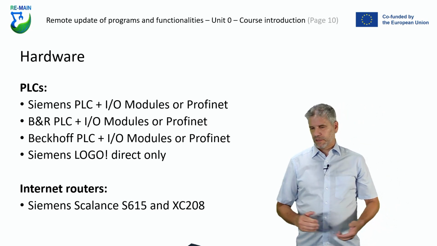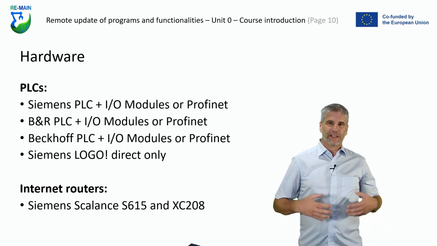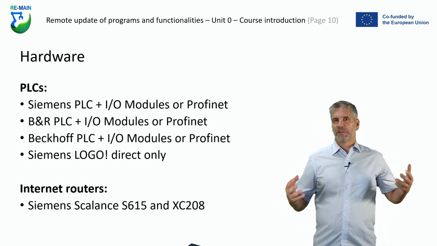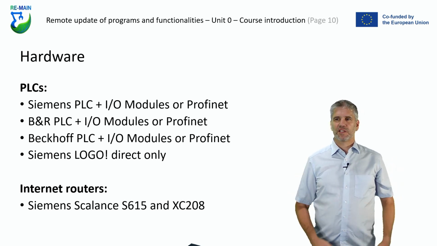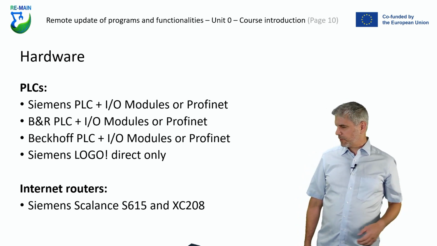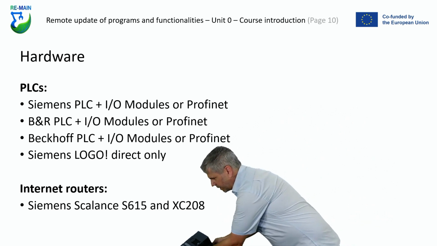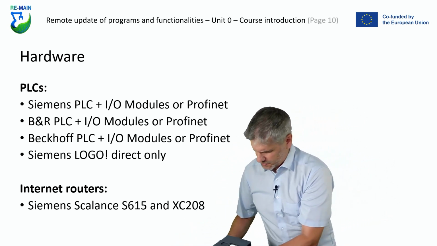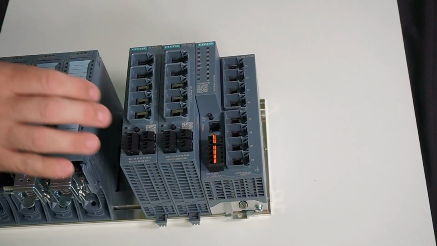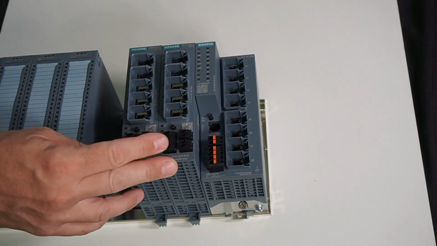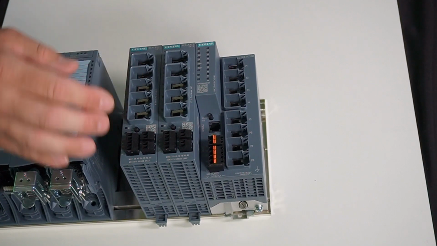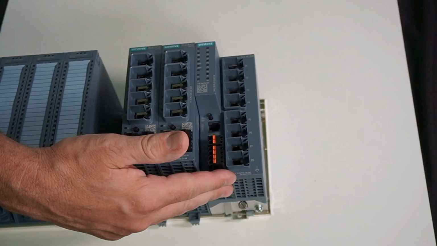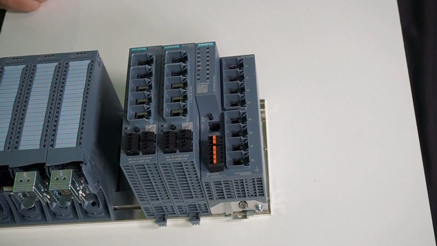What we also need, as we mentioned, we will have to connect to the internet. So we need some secure device that provides some secure connection mechanism over the internet. And this is provided by Siemens Scalance routers, where we have two different types of those. You can see the S615, two pieces of them to create a fully secured remote connection, as well as an XC208, which is a much more powerful version, providing extra functionality.